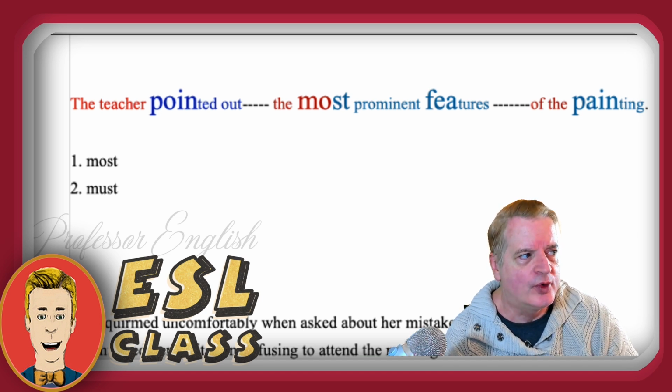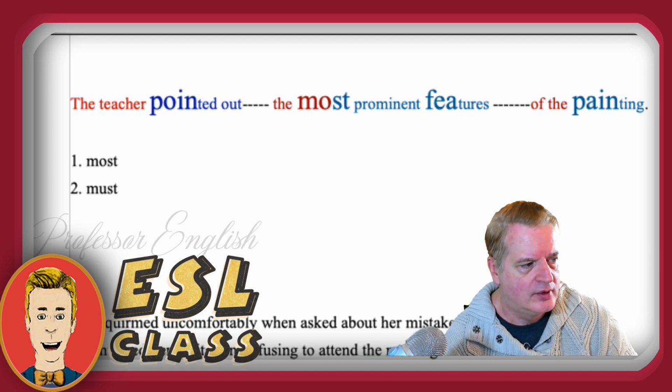What did the? Now our next important word is "teacher." What did the teacher? Okay. What did the teacher point out? What did the teacher point out? "Point out." And the answer is: the teacher pointed out the most prominent features of the painting. The teacher pointed out the most prominent features of the painting.